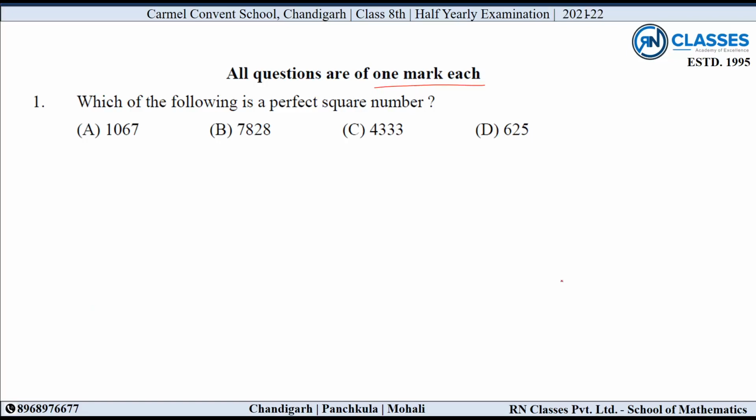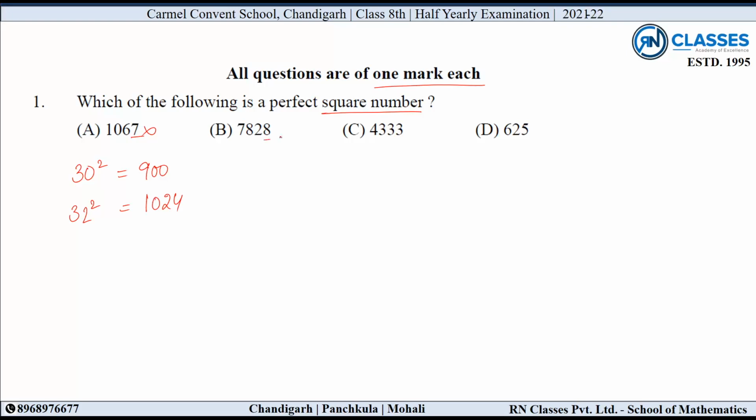Question number 1. Which of the following is a perfect square number? Part A, 1067. 7 at the unit digit means it can be a perfect square. Yes. So 1067, we know the closest one. 30 square is 900. After this, 32 square. What is 32 square? 1024. And 33 square would be more than that. So this is not a perfect square.